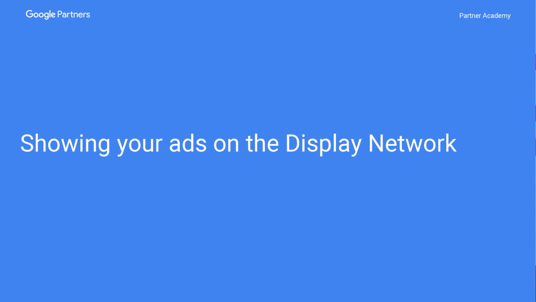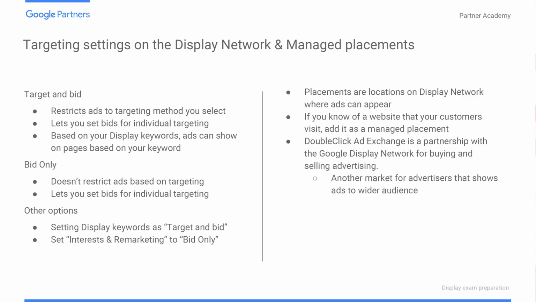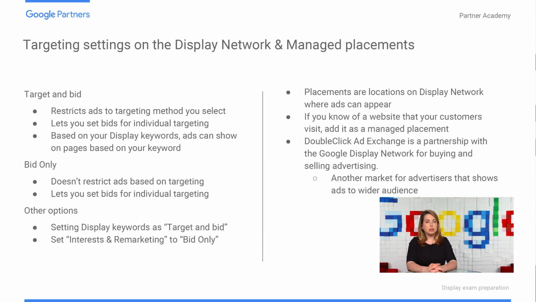Now, let's talk about showing your ads on the Display Network. Target settings on the Display Network give you more control over where ads appear. You have two options. The first is target and bid. This restricts ads to showing for targeting methods you selected, like keywords.